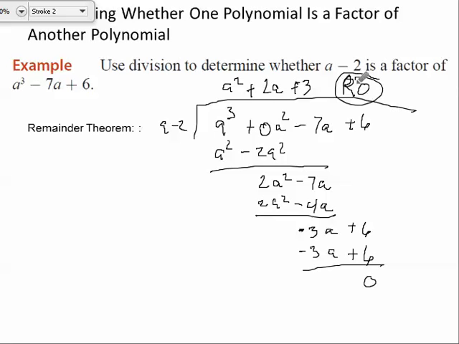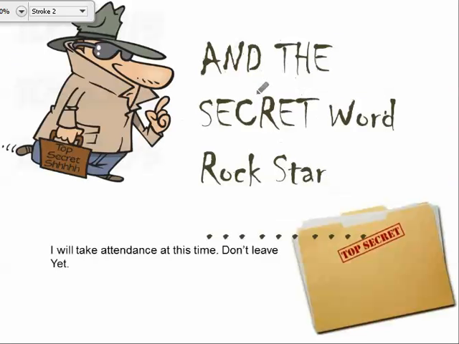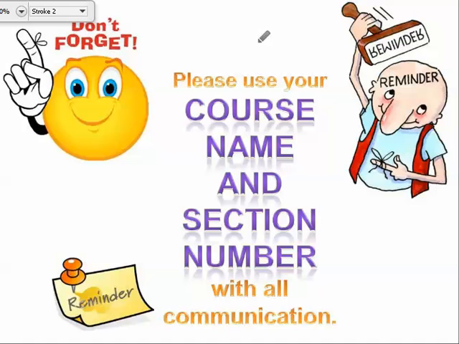That 0 remainder tells me that this is a factor of this right here, and this is what I have left over. So this one up here could be factored again to find all the factors. This remainder theorem is basically telling you that when you do the division and you get a 0 remainder, you have a factor. Okay? Nothing new there at all. I'm not going to have a secret word at this point.